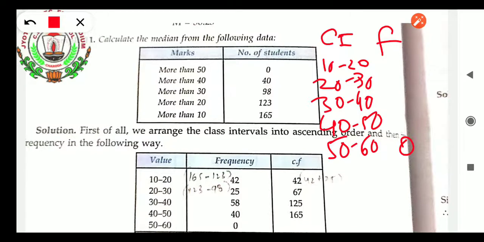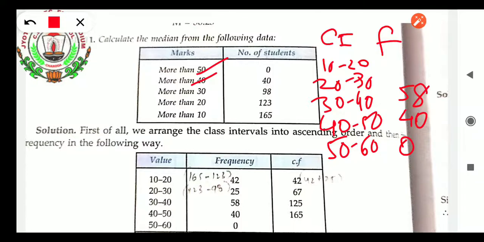Then more than 40, frequency is 40, so 40 minus 0. More than 40 includes the frequency of 50 also. Frequency of 50 has to be separated from frequency of 40. So 40 minus 0, the frequency will be 40. More than 30 includes the frequency of 40 and 50, so we have to take the frequency only up to 30, that is 20 to 30. How will you take it? 98 minus 40, you will get 58.